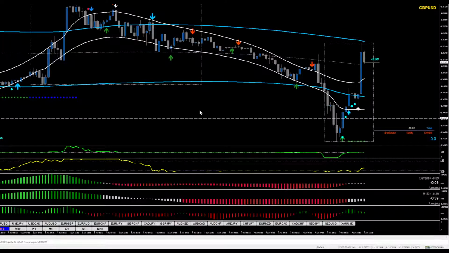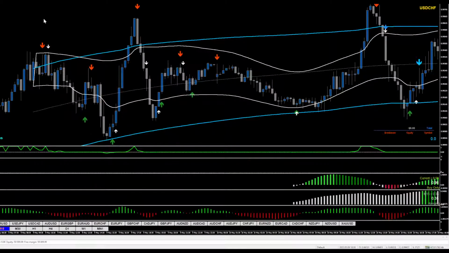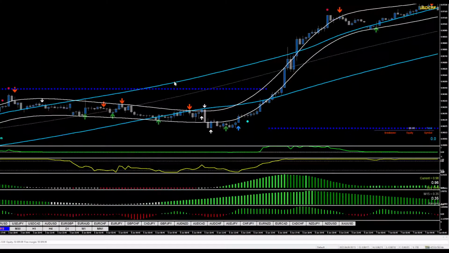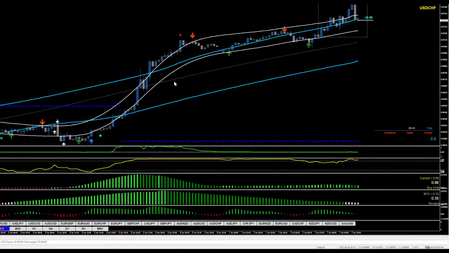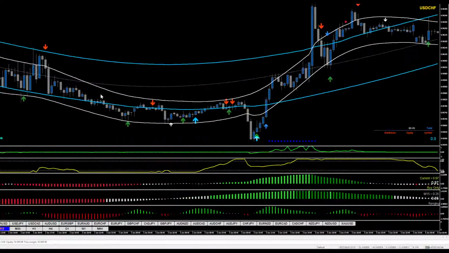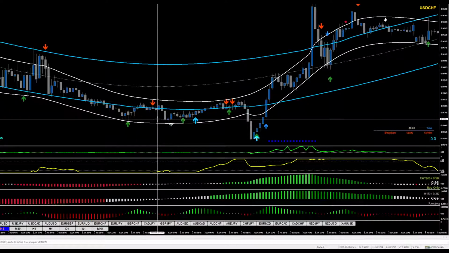But it does work with other pairs. Here we can go through it real quick while we're waiting here. Oh, this is not in order. I apologize. So here's USD CHF, USD Swiss, and this thing is just going. Wow. But you can see it works with USD.